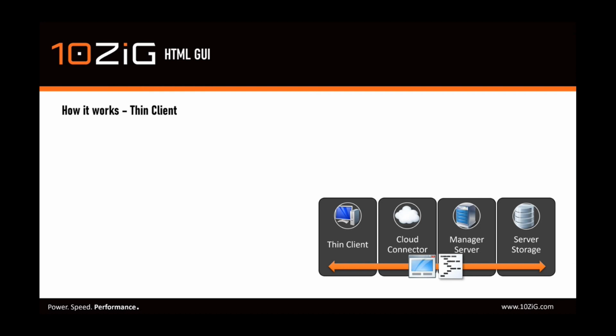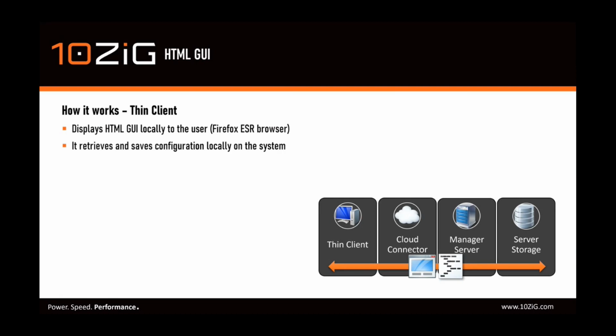So this is a bit how it works. Locally on the unit, we're using a Firefox browser, and when you're using the web console, you're going to use whatever your browser of choice is: Edge, Chrome, of course Firefox. It retrieves and saves the configuration locally on the system. What this is talking about is that from the manager, you're going to retrieve that XML file I mentioned from the client, and then it's going to store it.